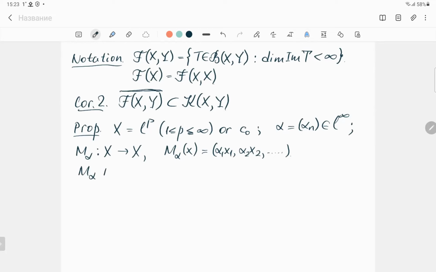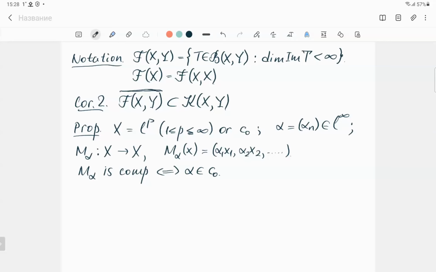Well, I claim that M alpha is compact if and only if alpha vanishes at infinity. Well, why is it so? First of all, let's prove the right to left implication. Suppose that alpha vanishes at infinity.